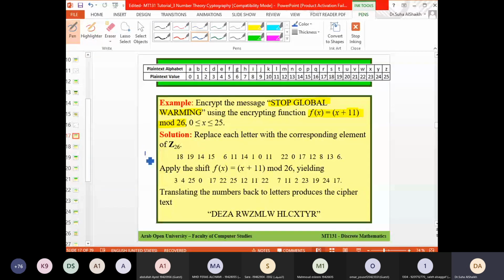So طبعا step number 1, I'm gonna replace each one letter into a number. Those are the numbers I will get. Usually the students do this in a table. حطوا جدول، حطوا الحرف قدامه النمبر associate with it. So عندي 18, 19, 14, 15, 6 and 11, 14, 1, 0, 11 and so on. Those are the numbers I have. What's the number I'm adding here? I'm gonna add 11. So I will keep on adding 11.